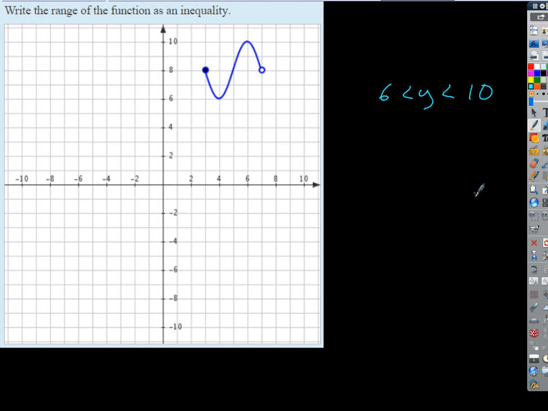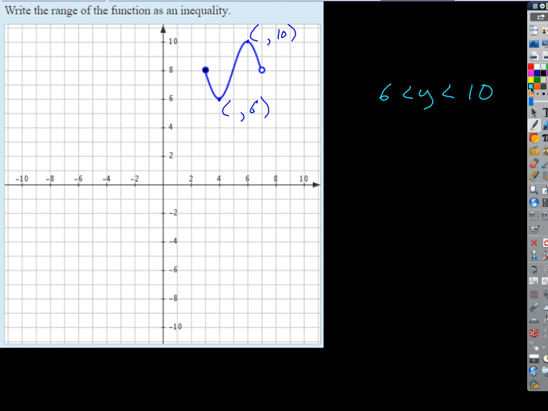What do we agree with and disagree with on that? What do you think? Yes, ma'am. Okay, good. So the endpoints are good, but the ant actually could stand at this point right here that has a y-coordinate of 6, and he could stand at that point that has a y-coordinate of 10, right? So we must actually include those points there, right?